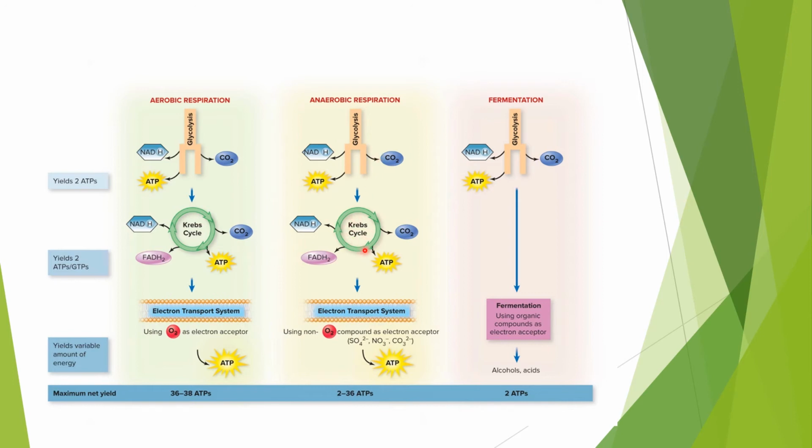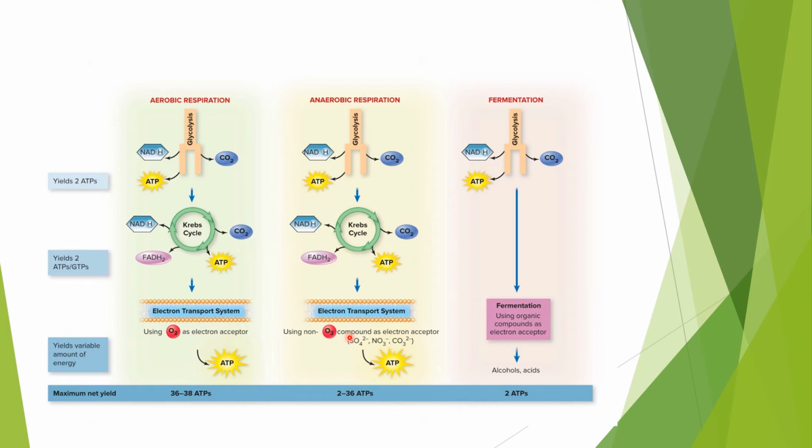They're still going to go through the Krebs cycle, the electron transport, but the thing is that when they go through the ETC, okay, they're not going to use oxygen. Okay, they're not going to use oxygen as their final electron acceptor. They are actually going to use things like nitrates, sulfate, okay, as their final electron acceptor, okay?